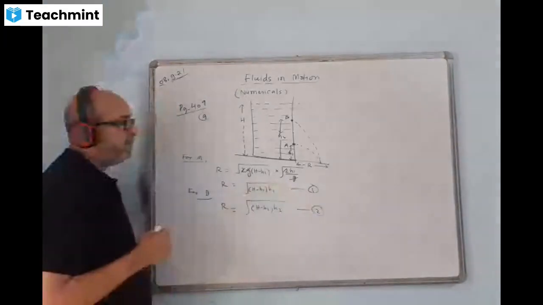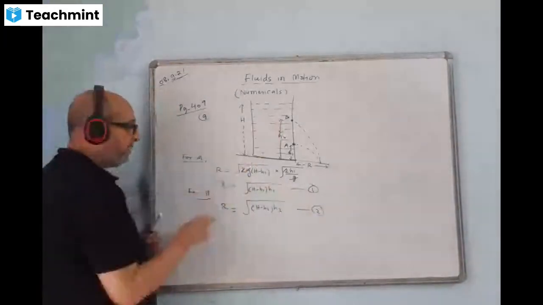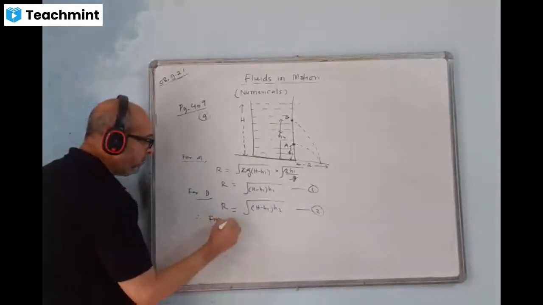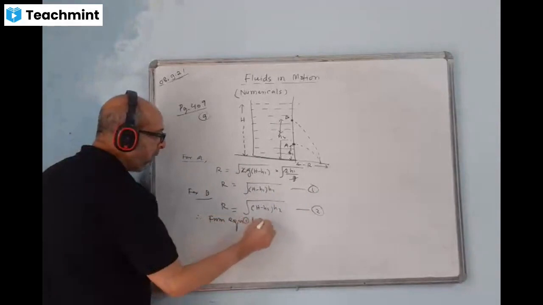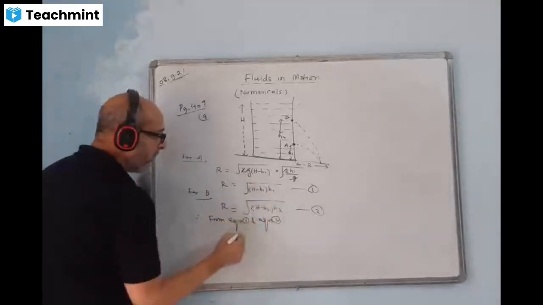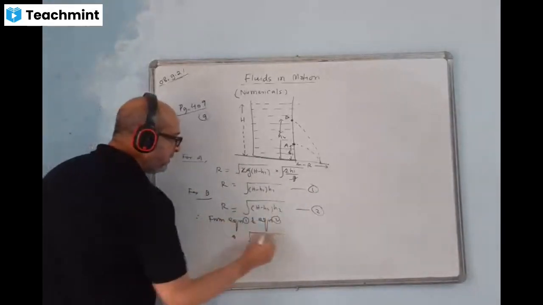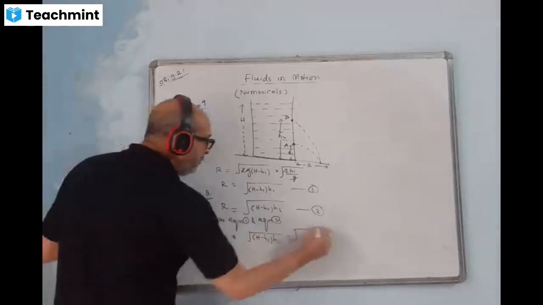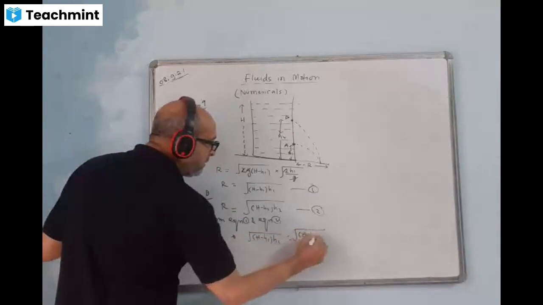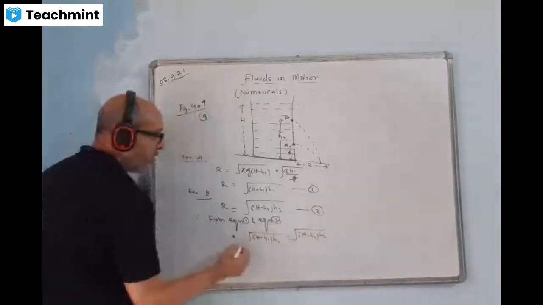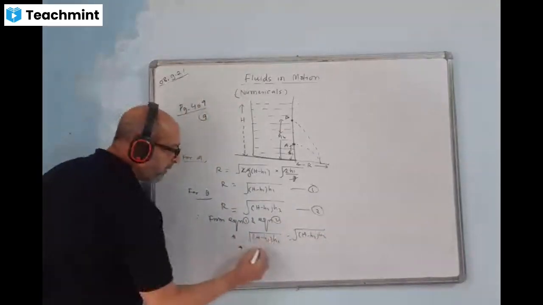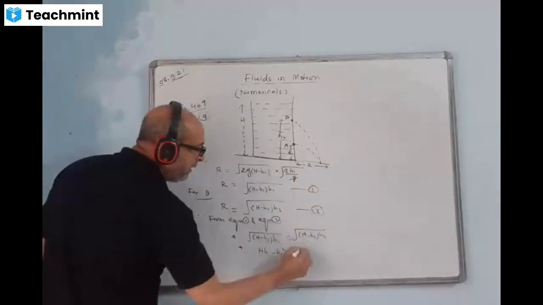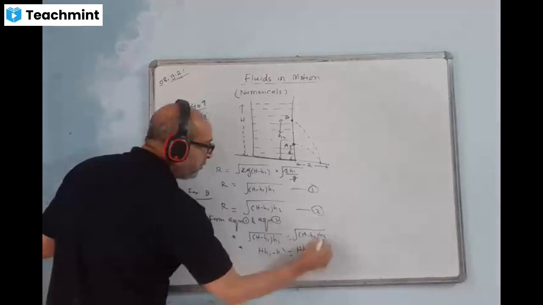Equation 2. Similarly, for hole B, the two ranges are equal. Therefore, from equation 1 and equation 2, these two values will be equal. You can write it: root of (h minus h1) into h1 is equal to root of (h minus h2) into h2. Squaring both sides, the root will go. We'll multiply out here. You get h1 minus h1 square, and here we'll get h2 minus h2 square.